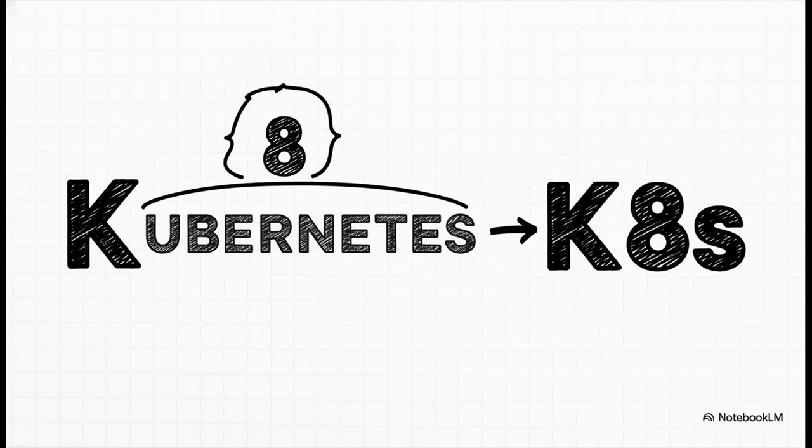And here's a quick fun fact for you, so you sound like you know what you're talking about. You'll often see Kubernetes shortened to K8s. That's simply because there are 8 letters between the K and the S.